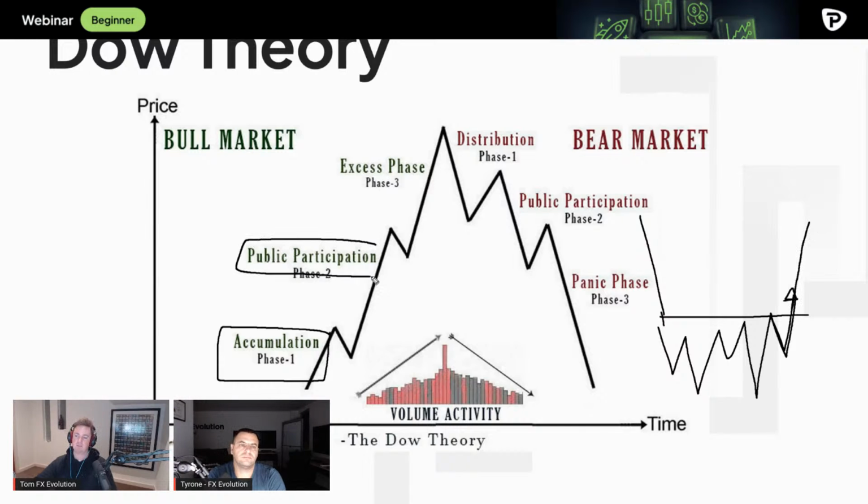That's what we enter as the public participation phase. If we can get into this phase, this is the perfect area for beginner traders, if you can find it, to be getting in. Now, there is another phase, and that's the third one, which is called the excess phase. Traditionally, this is where most retail traders get into a position. Initially, during public participation, a lot of people aren't convinced that it's in an upward trend, or they're confused, or they don't know what's going on. And then by the time they get convinced, we're in what we call the excess phase.